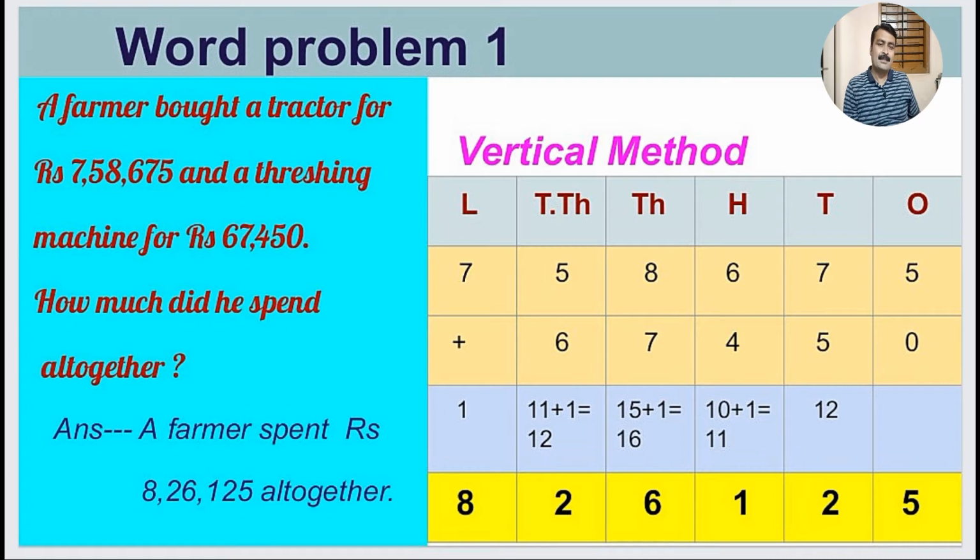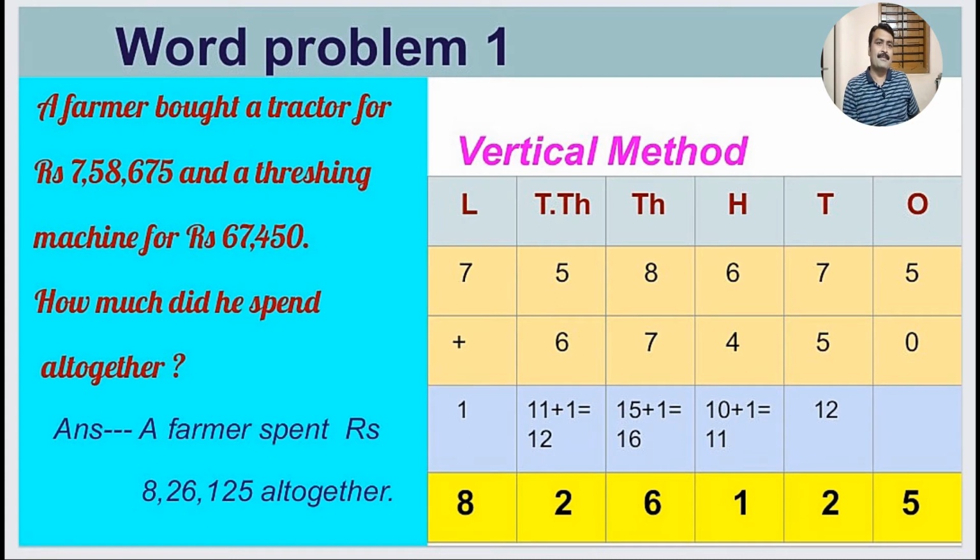So after catching the meaning of this example in our Marathi language, we can understand that the farmer purchased two different articles. One is a tractor and the other is a threshing machine. While purchasing two articles, the cost of those articles is given, that means he spent such an amount on those articles. So we have to ask for the total rupees, altogether. By this word I am understanding the process of addition in this example.